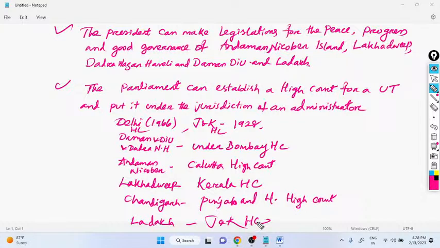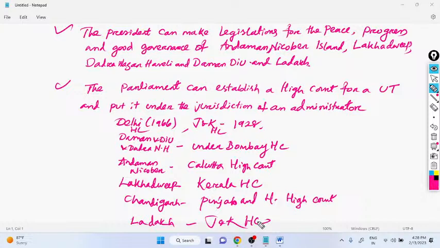The Constitution does not contain any separate provision for the administration of acquired territories, but the constitutional provision for the administration of union territories can also apply to acquired territories. So, the administration of the union territories will be applicable to the acquired territories because there is no specific mention about the administration of acquired territories whenever a territory is acquired.